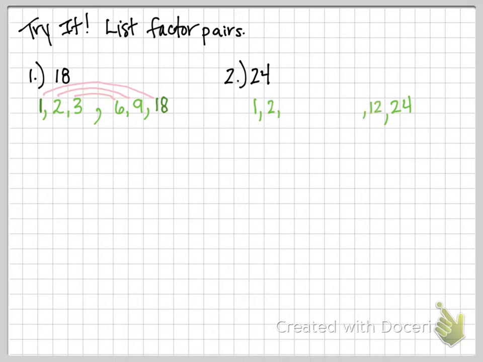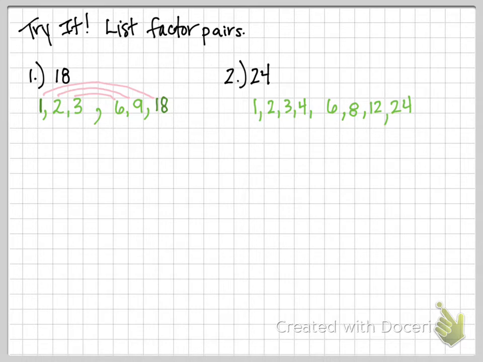What's our third, Kennedy? 3 and 8. 3 times 8 is also 24. Dylan? 4 and 6. 5 doesn't go in. 6, we've done it already. We're done. Here's all of our factor pairs. Because we hit 6, we've already got that in there, so we're done. Does that make sense? Yeah.